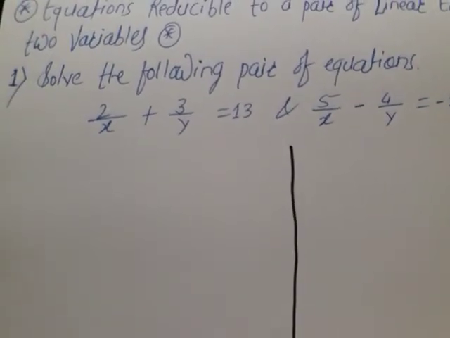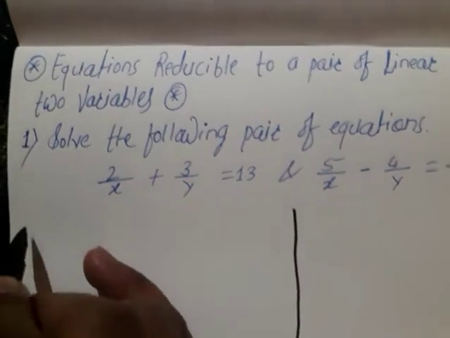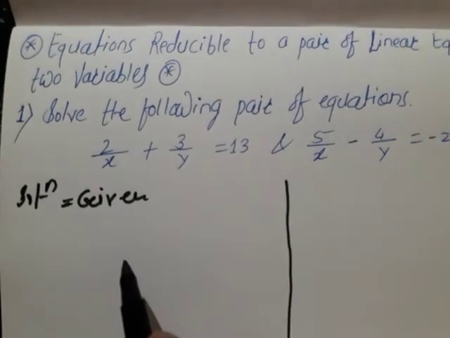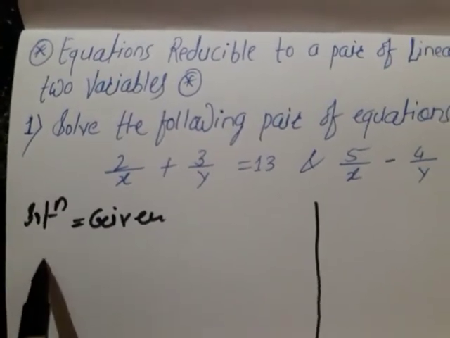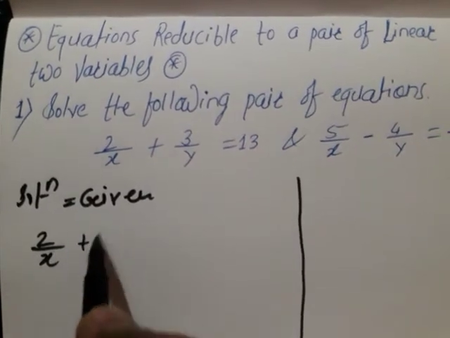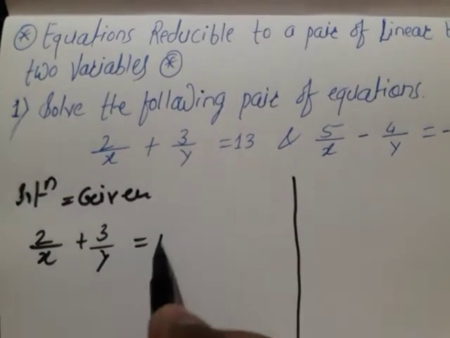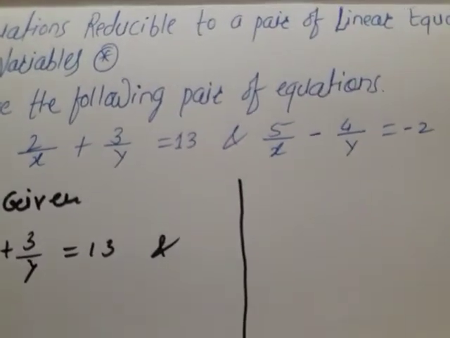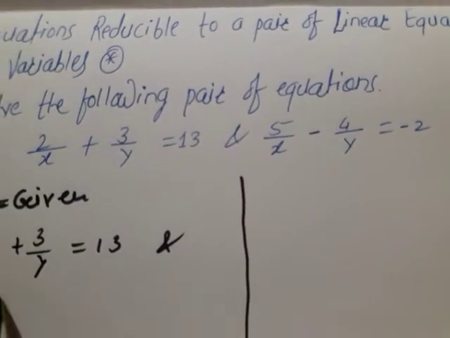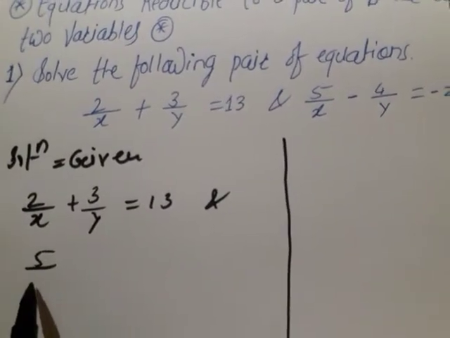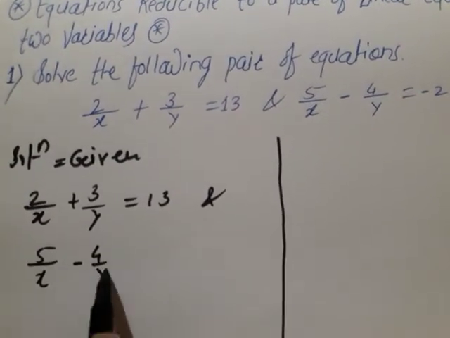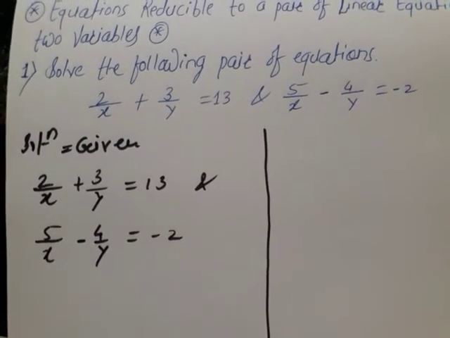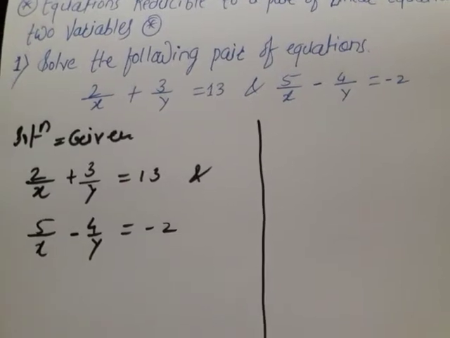Okay, look here. As usual we are writing the solution. Given: what is given? Look here. This is the first equation: 2 divided by x plus 3 divided by y is equal to 13. Am I right? And the second equation you see over here: 5 divided by x minus 4 divided by y is equal to minus 2. Okay, I copied the first and second equations over here. After copying, what should we do?